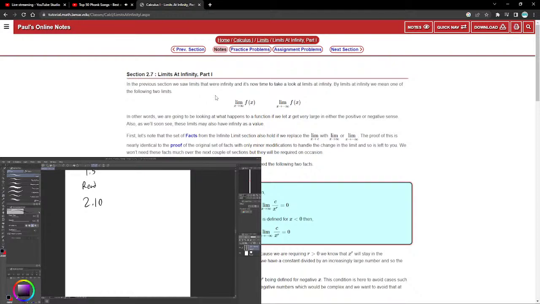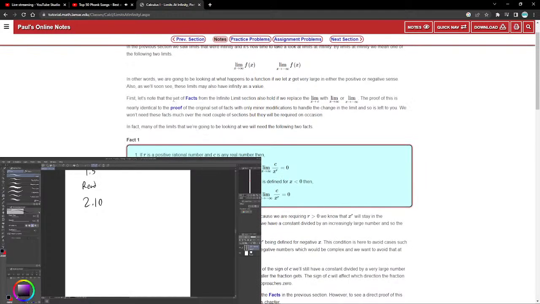So, in the previous section, we saw limits that were at infinity, and now it's time to take a look at limits at infinity. By limits at infinity, we mean one of the following two limits: the limit of f of x as x approaches infinity, or negative infinity. In other words, we're going to be looking at what happens to a function if we let x get very large in either the positive or negative sense. Also, as we'll soon see, these limits may have infinity as a value.